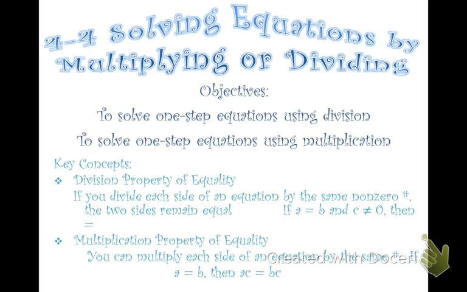Our objectives are to solve one-step equations using division and one-step equations using multiplication. Okay, the idea of the division property of equality: if you divide one side by a number, you have to divide the other side also. It cannot be 0, but all the numbers in between will be fine. Then you have the multiplication property: if you multiply one side by a number, you have to multiply the other side by the same number.